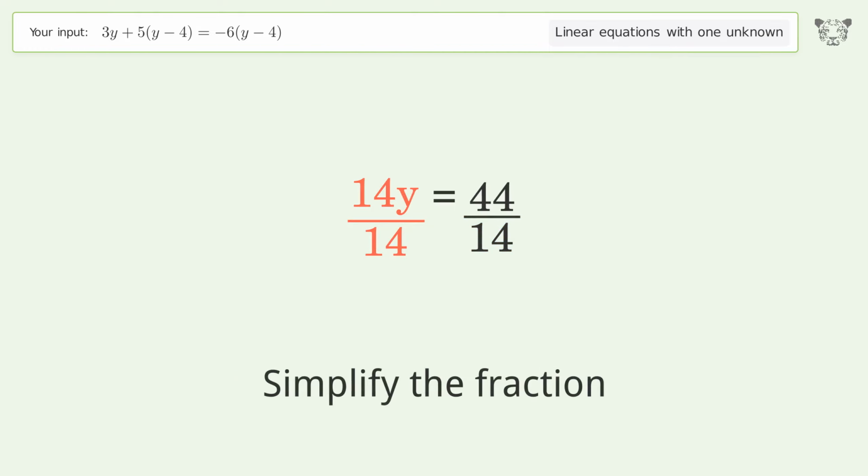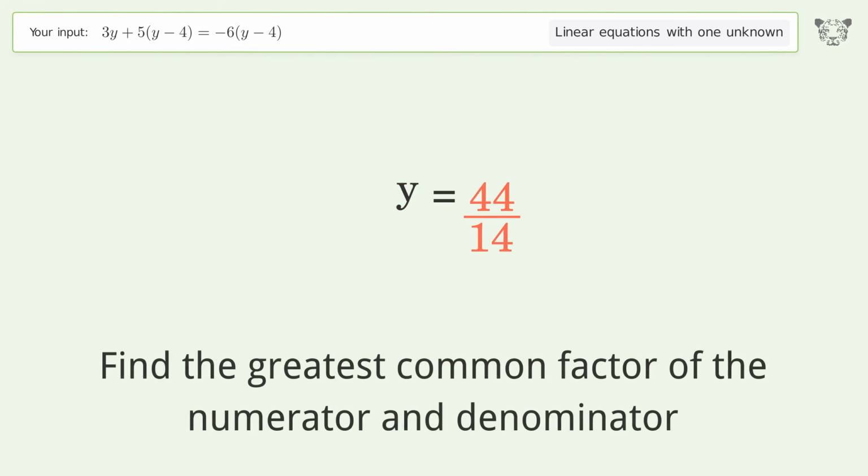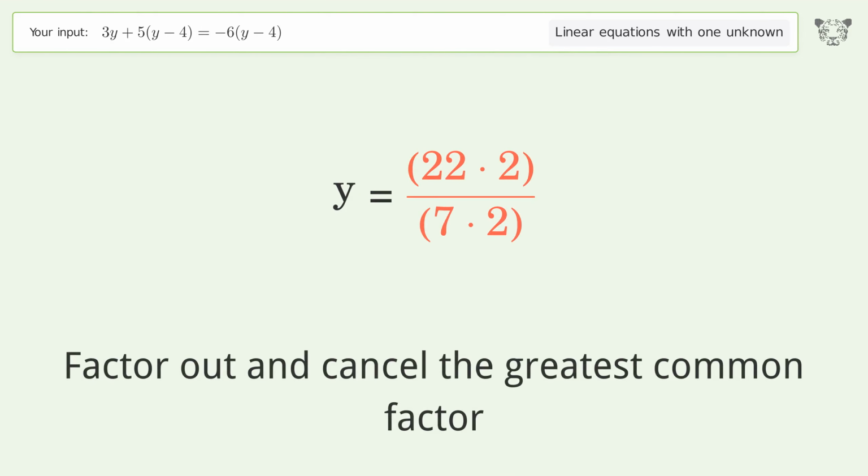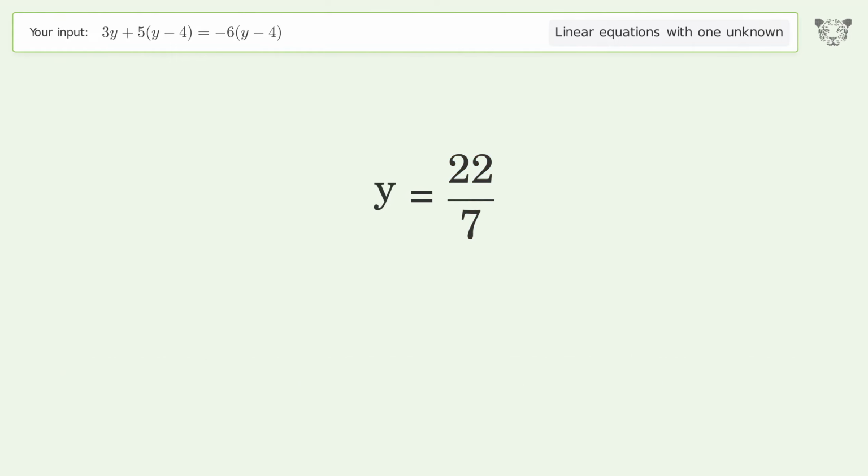Simplify the fraction. Find the greatest common factor of the numerator and denominator. Factor out and cancel the greatest common factor. And so the final result is y equals 22/7.